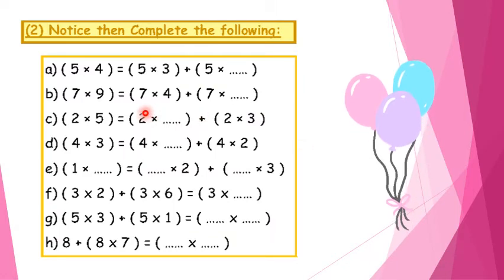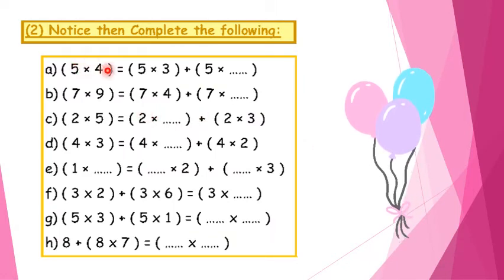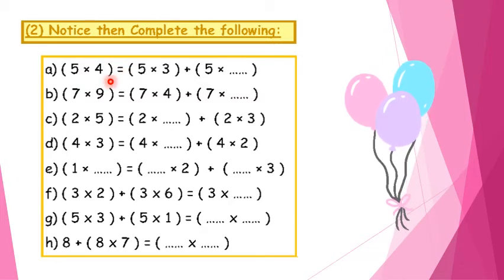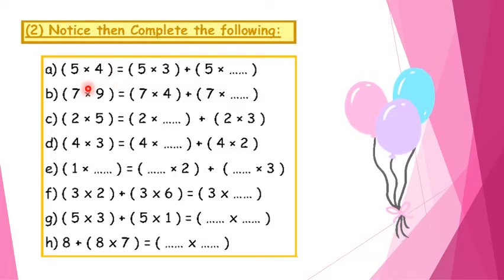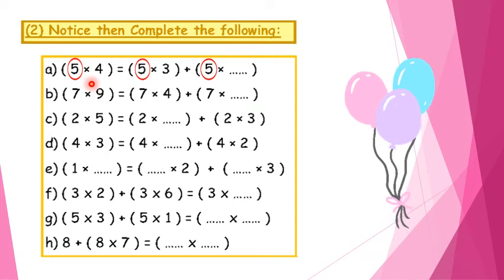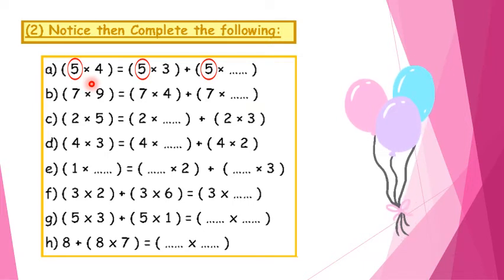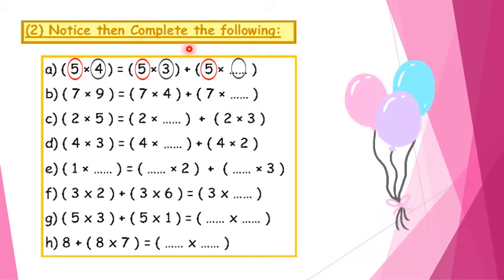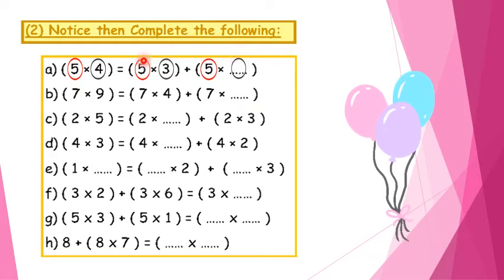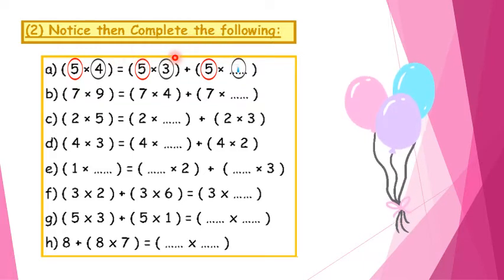Okay, let's look at this one. 5 multiply 4. It will be 5 multiply 3 plus 5 multiply what? As you can see, I keep the first component, or the first factor, like it is. And the second factor I have is 4, and I put here 3. And what is the rest of 4 here? 3 plus what gives you 4? 3 plus 1. So the missing component here, or the missing factor, is 1.